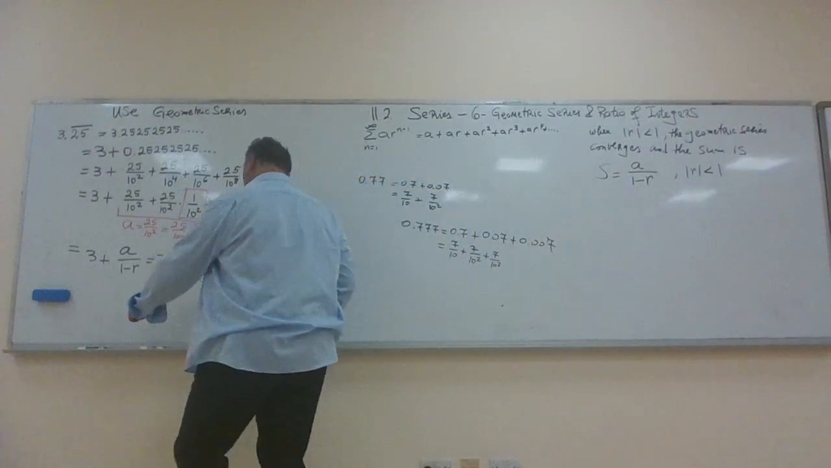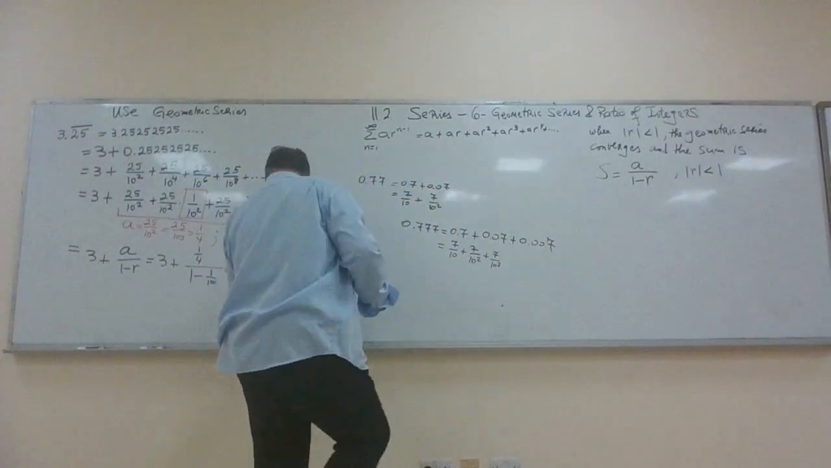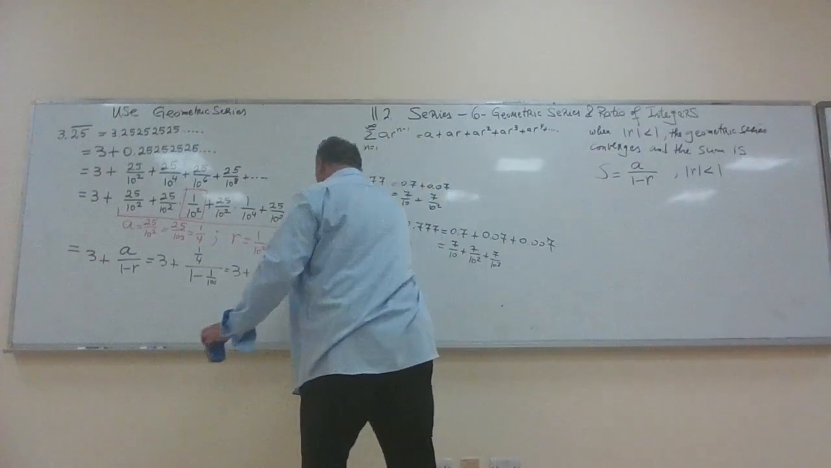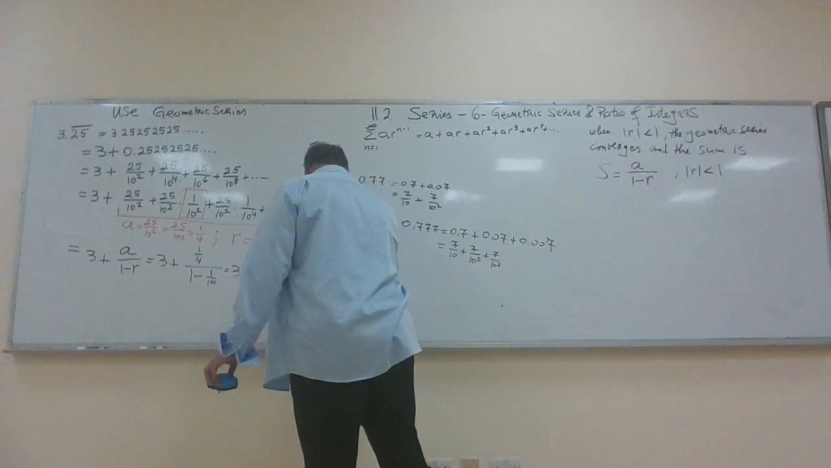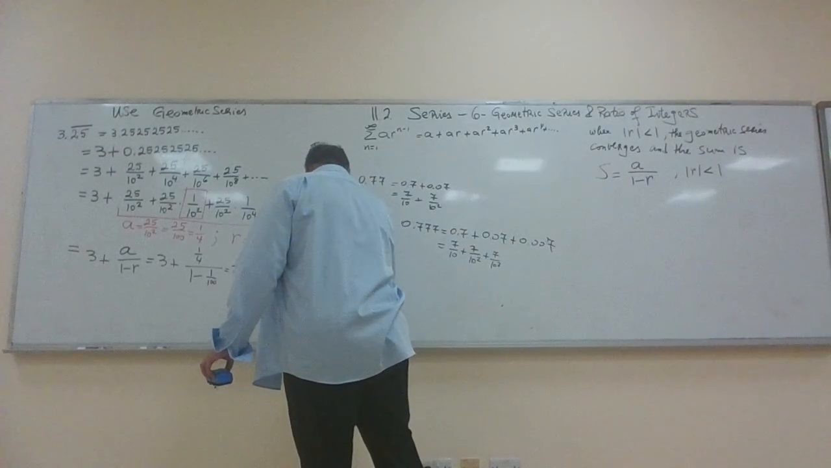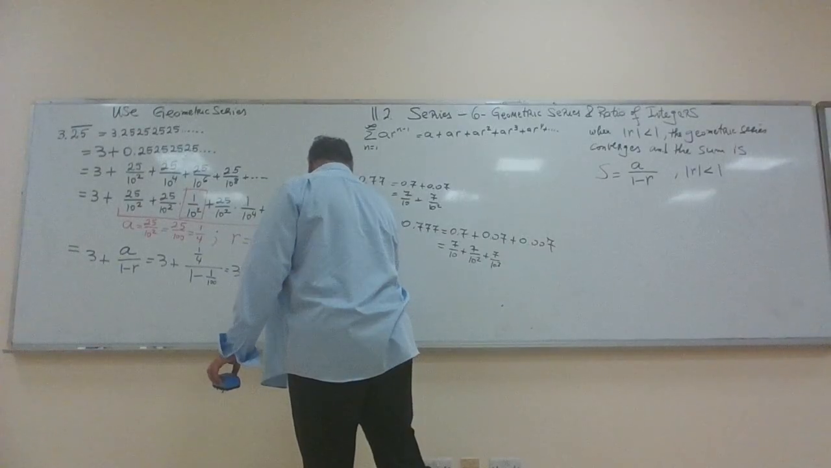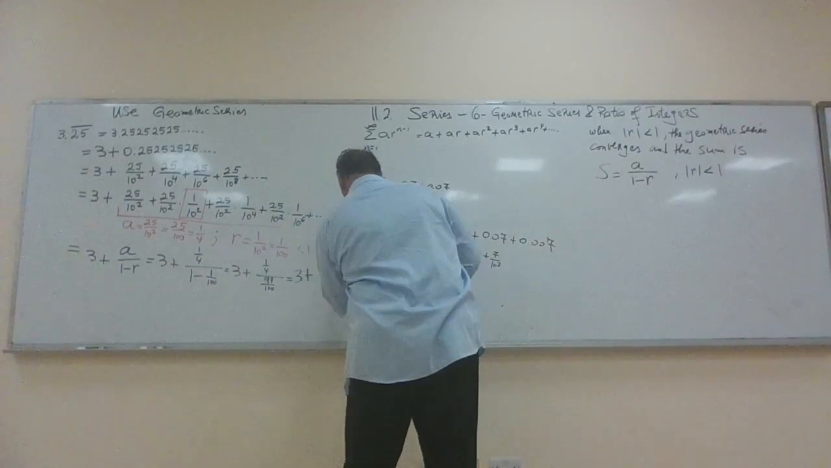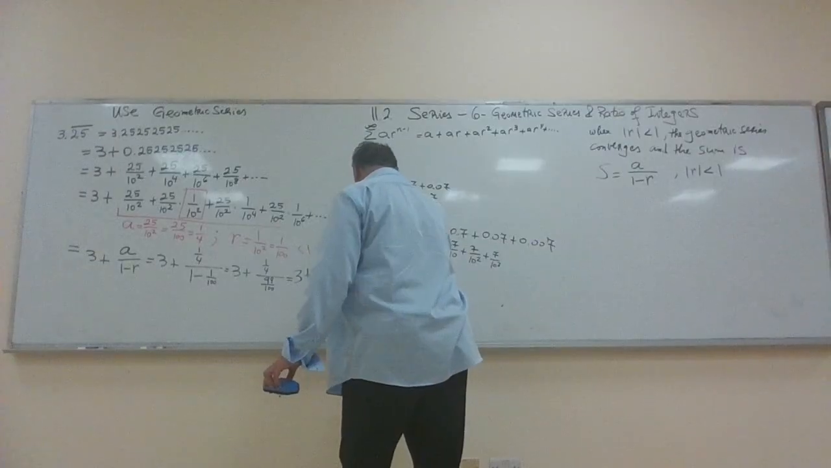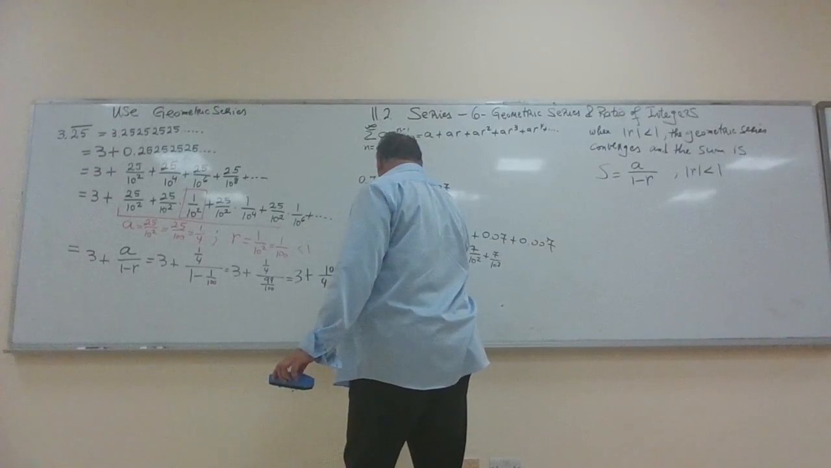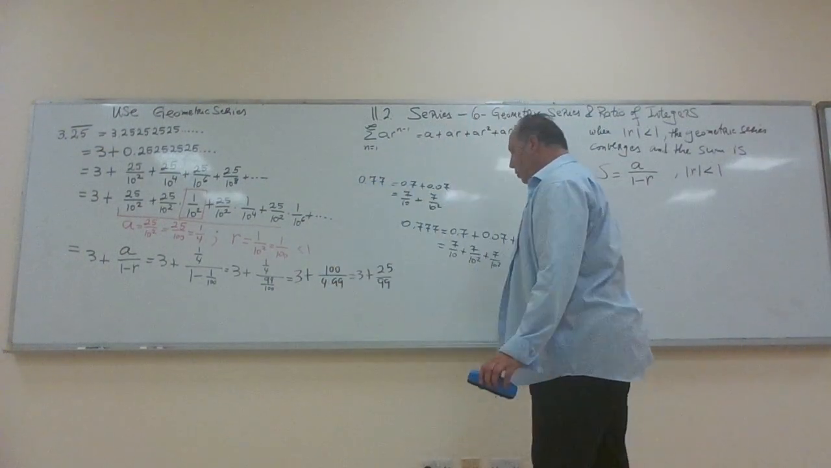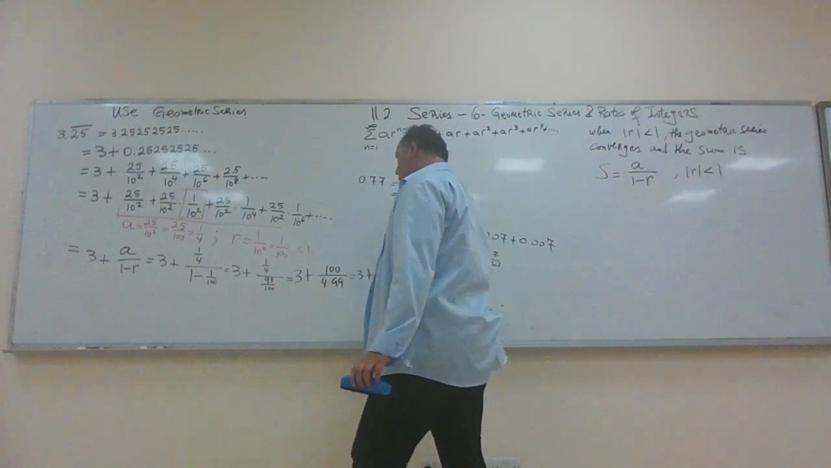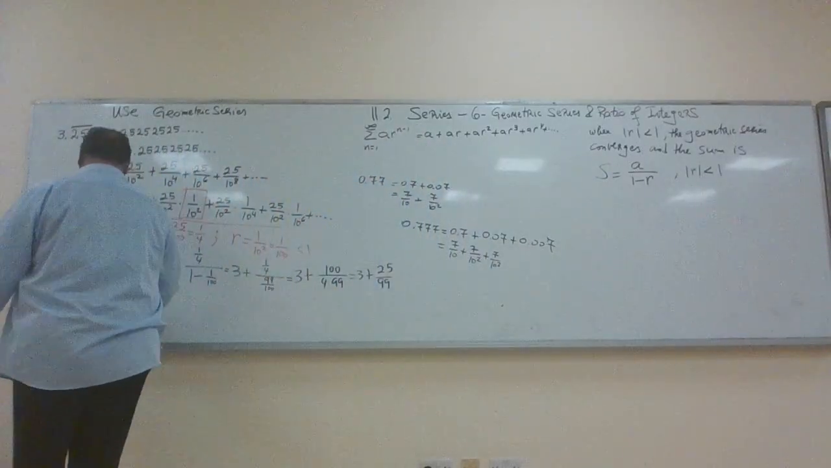Oops, I forgot the plus 3. So 3 plus 4 times 99, and then 100 upstairs, equals 3 plus, so here we had 25 over 99. So 100 divided by 4. So here we are. We're almost there.